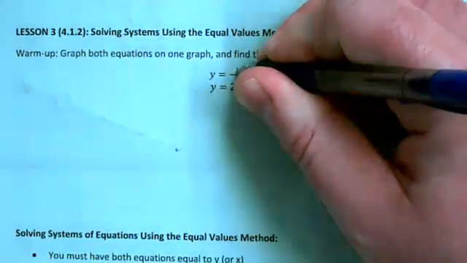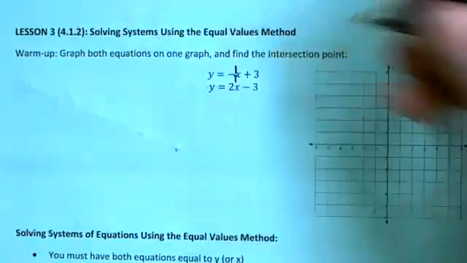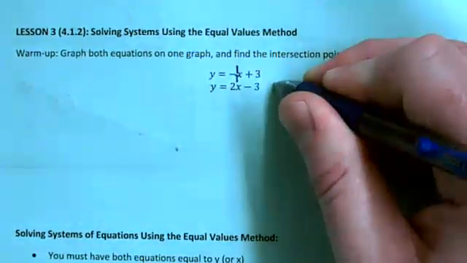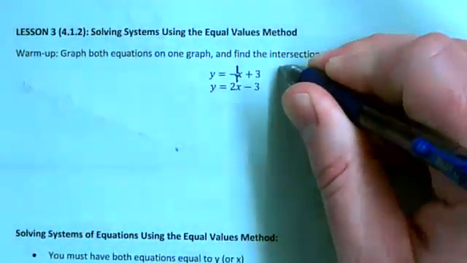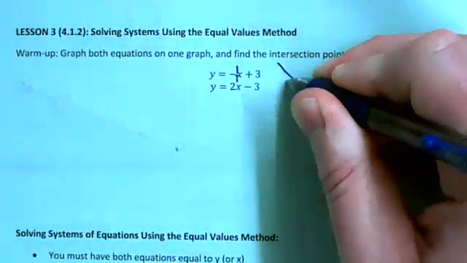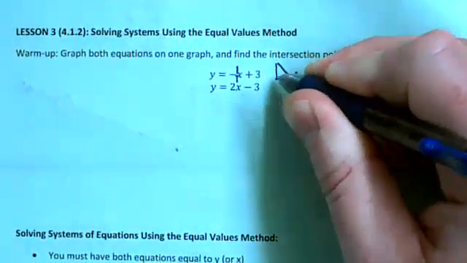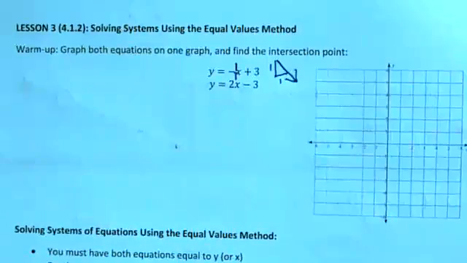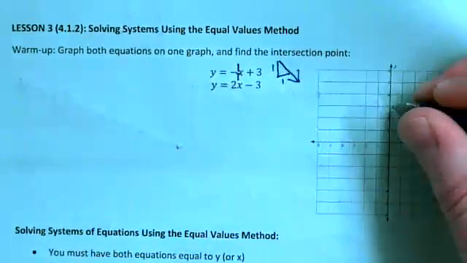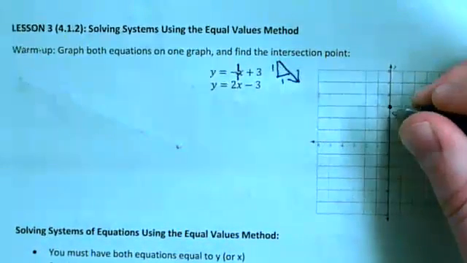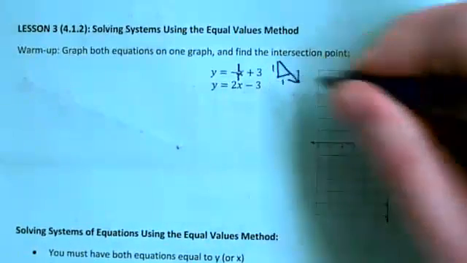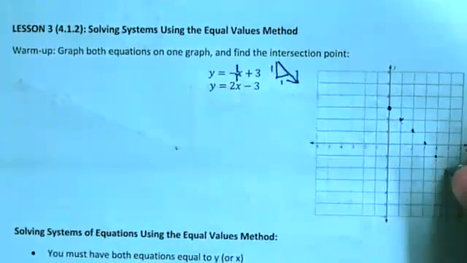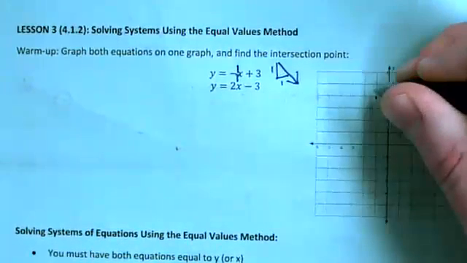So I'm going to put a 1 in front of my x here. It's actually 1 over 1. That's going to have a negative slope, so it's going to go downhill. It's going to go down 1 over 1, and has a y-intercept at 3. So I'll start here at 3, and then count down 1 over 1 to get my negative slope. Back it up.